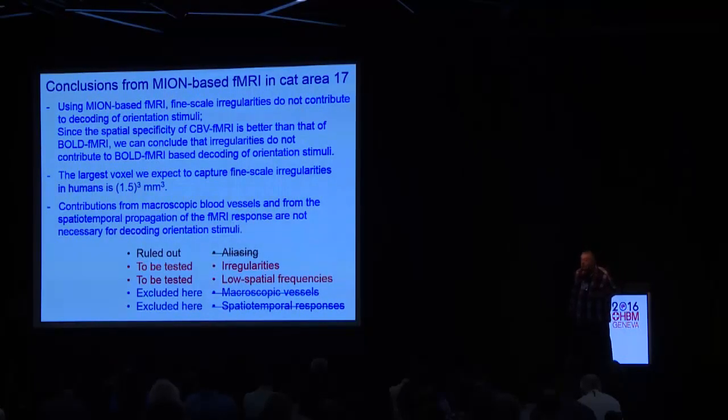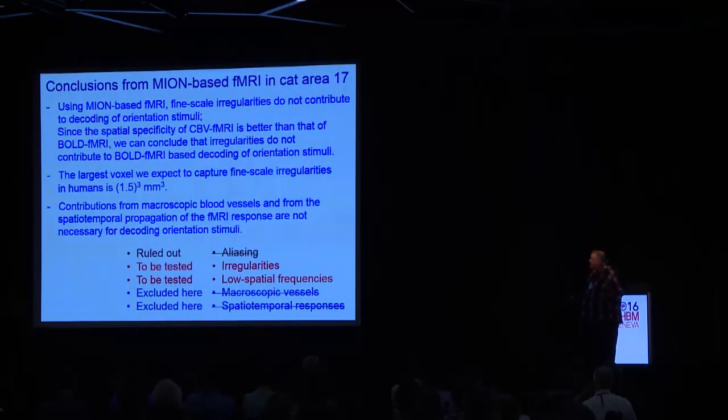decoding of orientation stimuli. Since the spatial specificity of CBV fMRI is better than that of bold fMRI, we can conclude that irregularities do not contribute to bold fMRI-based decoding of orientation stimuli. Furthermore, contribution from macroscopic blood vessels and from spatiotemporal propagation of fMRI responses are not necessary for decoding orientation stimuli, because with all the parameters that we used, we were able to decode the orientation. However, our signal did not include any contribution from macroscopic vessels.